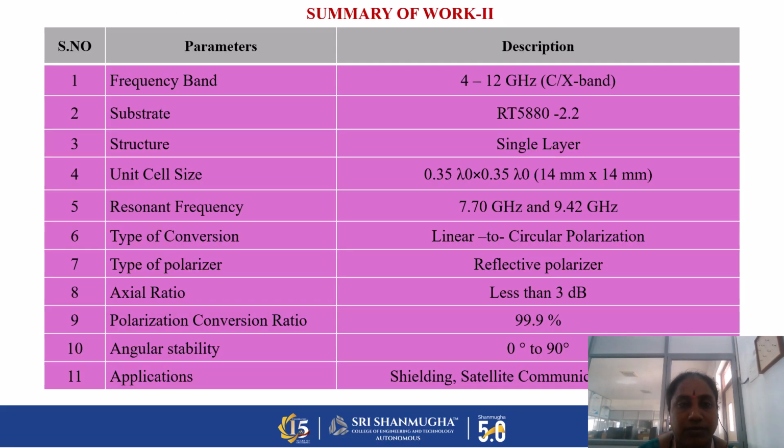And this is the summary of the work. For the frequency band I utilized 4 to 12 gigahertz, that is, it covers the C and X bands. For the substrate I utilized Rogers RT 5880 with permittivity 2.2 in a single layer structure, and the unit cell maximum size is 14 mm by 14 mm. For resonant frequency we attain dual band, one in the C band at 7.70 gigahertz and another in the X band at 9.42 gigahertz. So these are the center frequencies of the elliptical FSS.